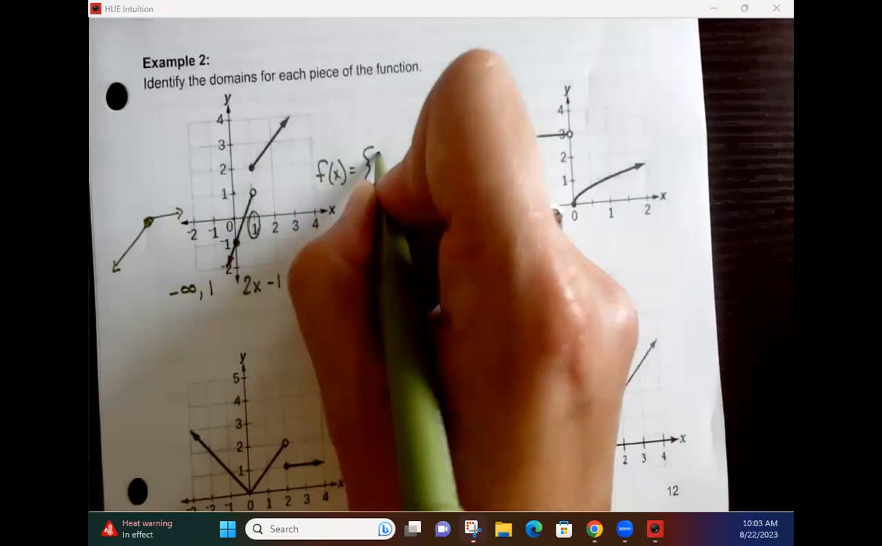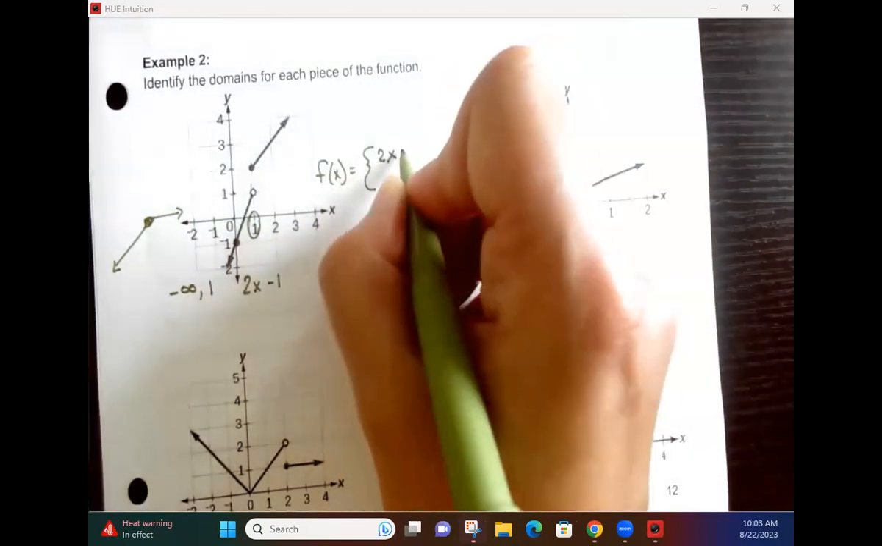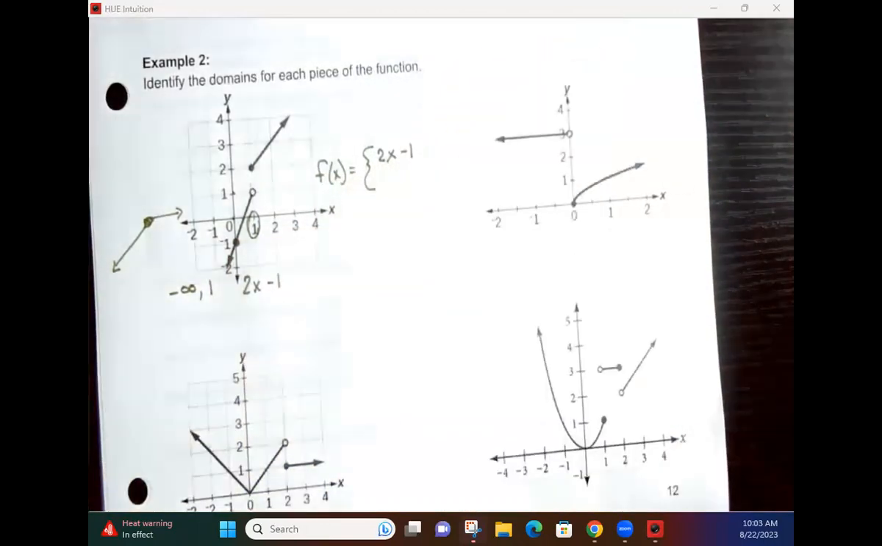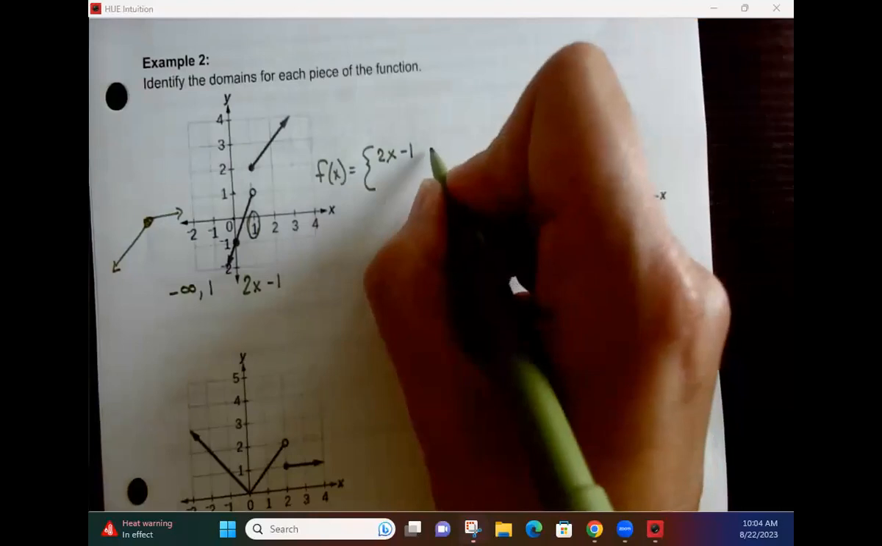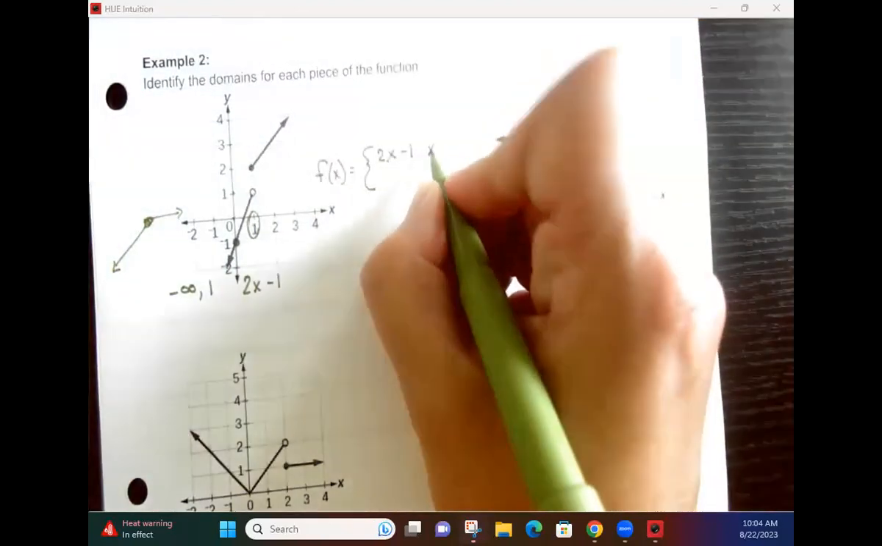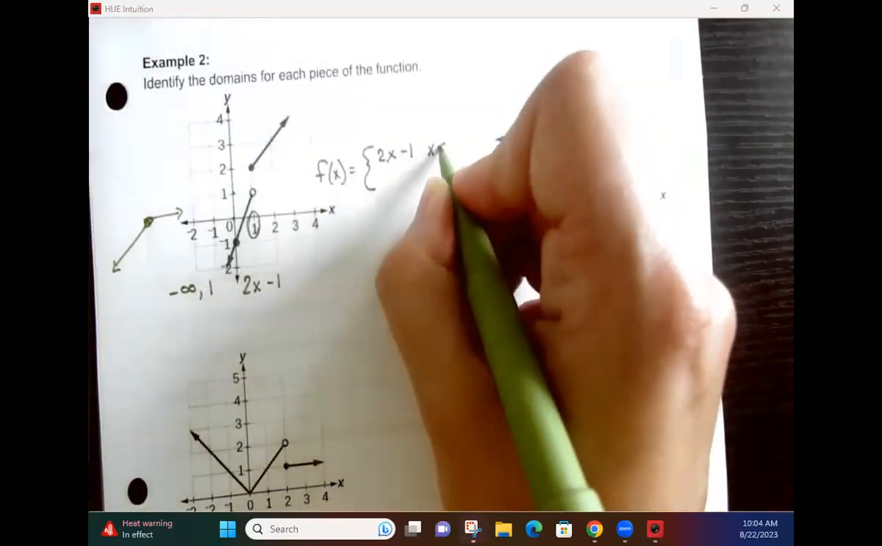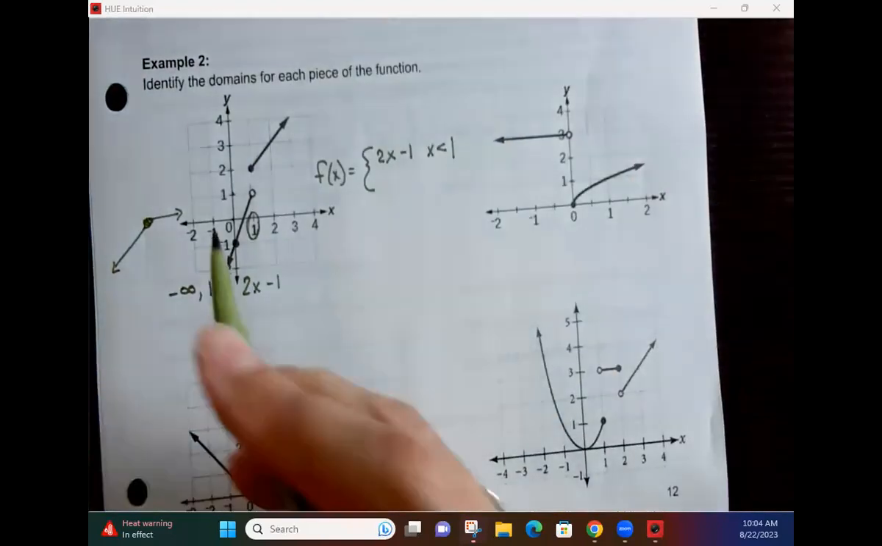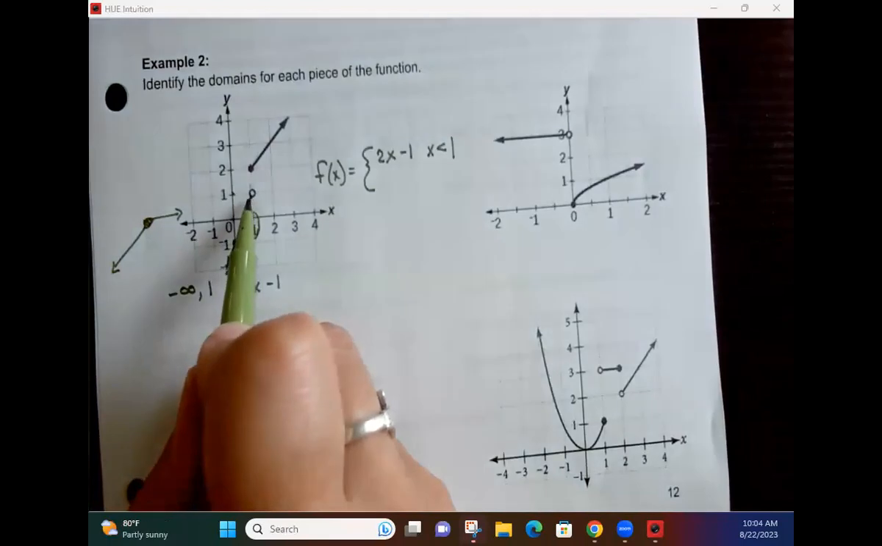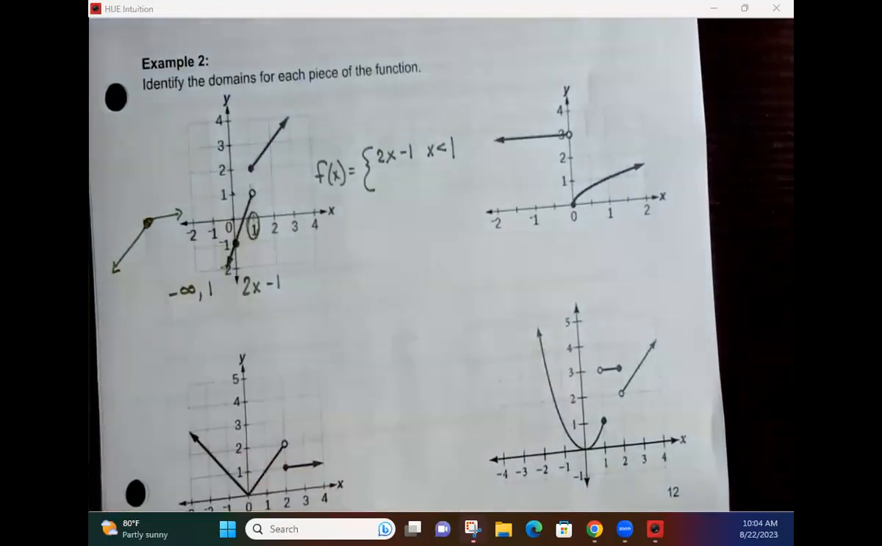So my first piece of my piecewise function can be described by the line 2x minus 1. And this is true for all x values that are less than 1, since we have an open circle here for this first part, strictly less than, not equal to. Open circle means not equal to, and strictly less than 1.